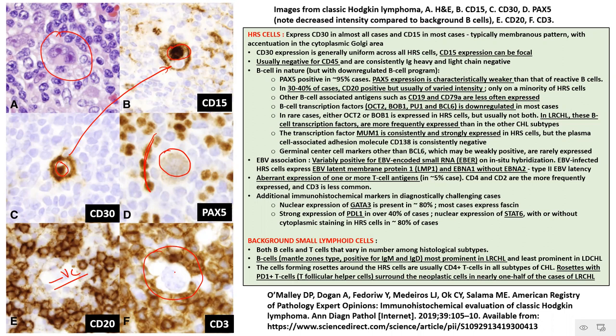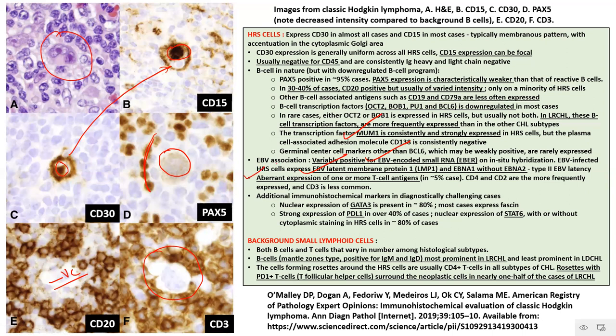The incidence of this rosette formation is maximum in the case of lymphocyte-rich classic Hodgkin lymphoma category. And the post-germinal center marker, that is MUM1, is consistently and strongly expressed in the Hodgkin-Reed-Sternberg cells. So that's an important thing that you need to keep in mind. Regarding the EBV association, quite a few cases will show positivity for the Epstein-Barr virus encoded RNA, which can be determined on in situ hybridization. The same can also be shown by IHC for EBV associated latent membrane protein 1.